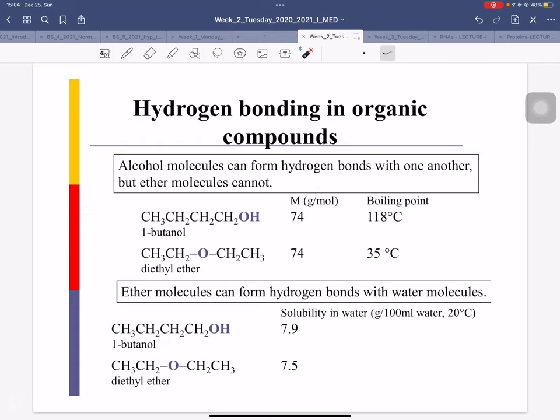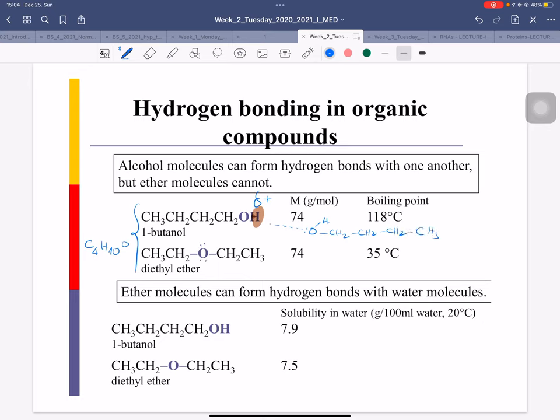For example, in organic compounds, alcohol and ether are isomers. As you see, 1-butanol and diethyl ether are isomers, and the formula is this, they both have 4 carbon, 10 hydrogen and 1 oxygen, okay? But this hydrogen is the polar hydrogen and it has a partial positive charge. Then it can easily make a hydrogen bond with the pair of electrons of oxygen of another 1-butanol.